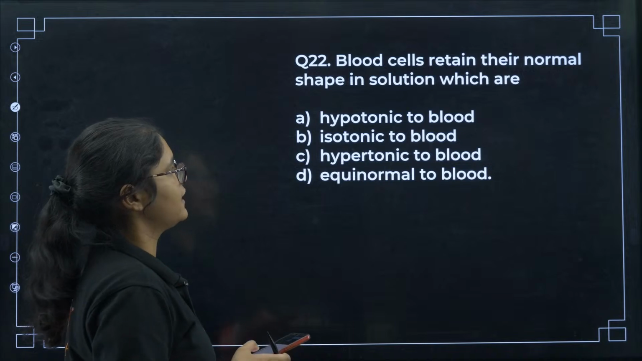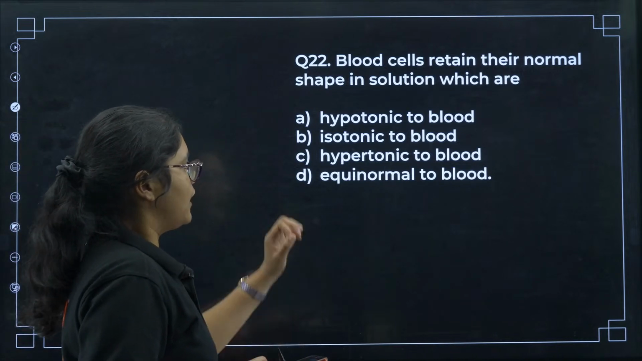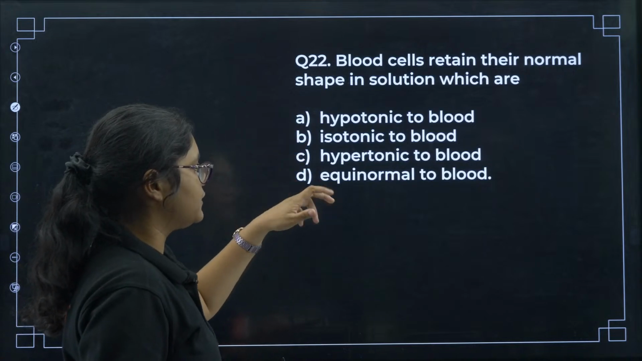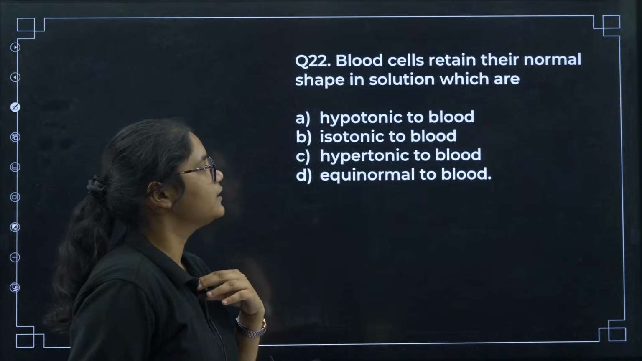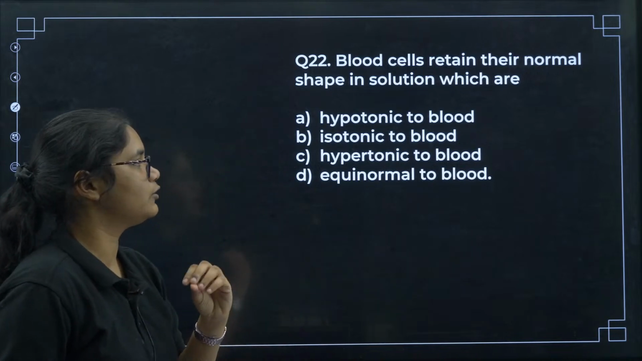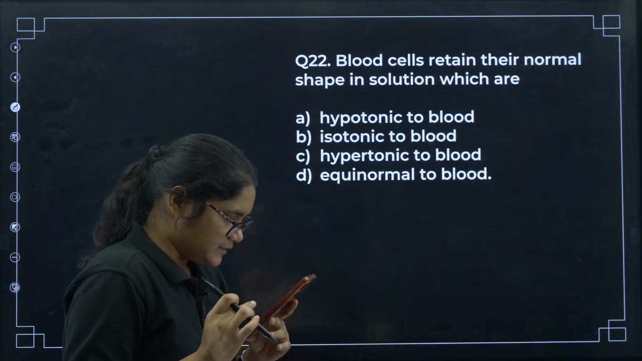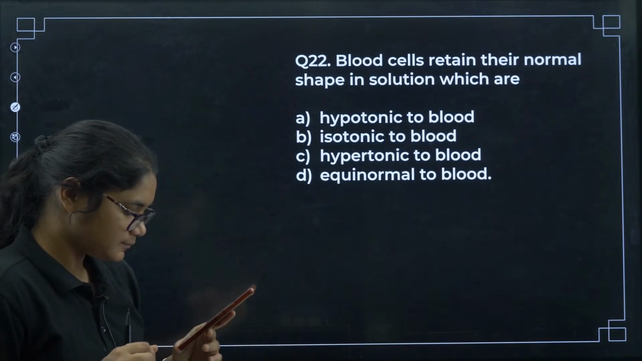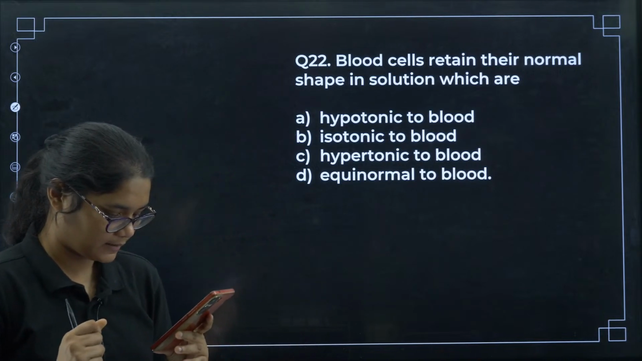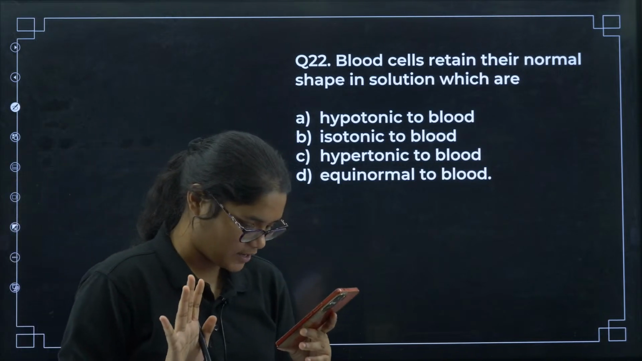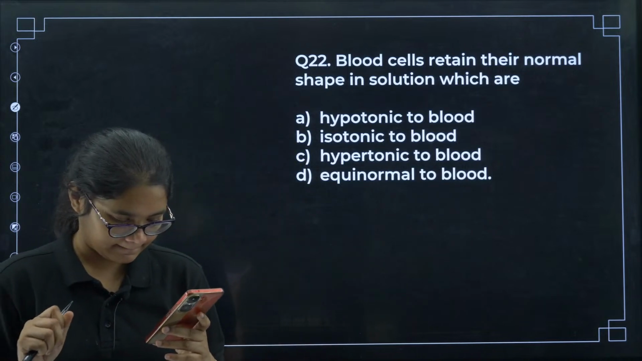Next question number 22. Blood cells retain their normal shape in solutions which are hypotonic, isotonic, hypertonic and equinormal to blood. In which of the cases will you find the blood cells retain their normal shape? Okay, this is also a very easy and direct question. Let me see who is giving the correct answer. I can find a lot of students online, but the response is very weak, students.